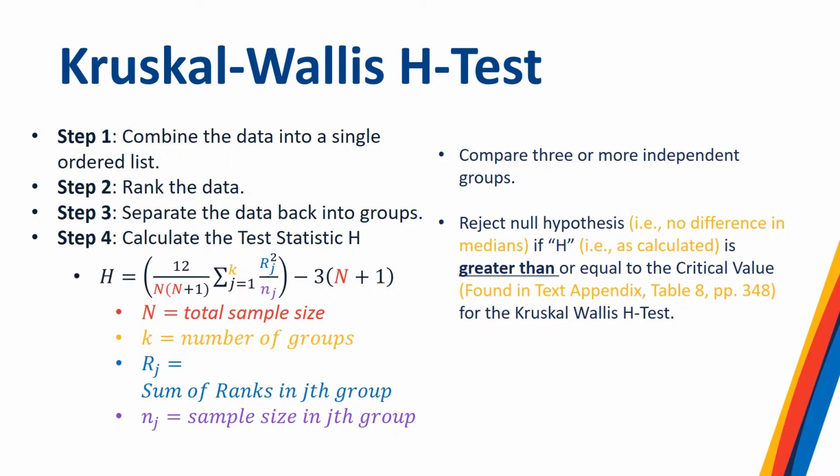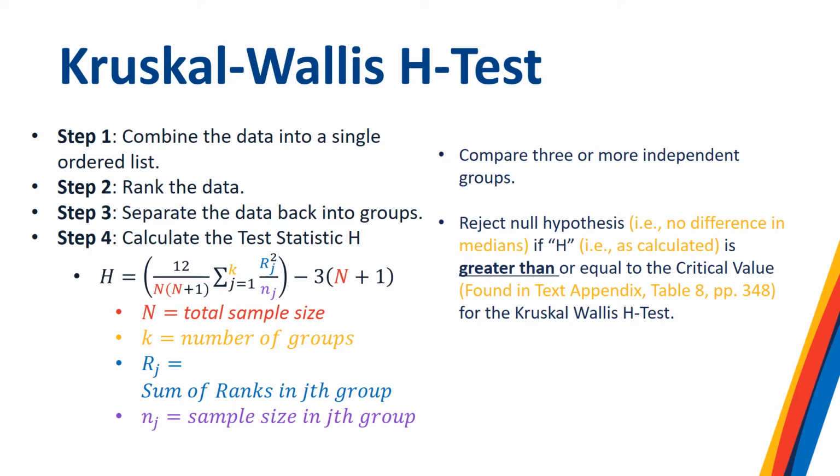Here we introduce a formula again, which is available on slide 12. For this, the first step is to combine all the data into a single ordered list. So you order them, and then you rank them using the same ranking techniques that we introduced in the first few slides. And then you separate the data back into groups with their ranked values, and you just calculate the H statistic, which is pretty easy.